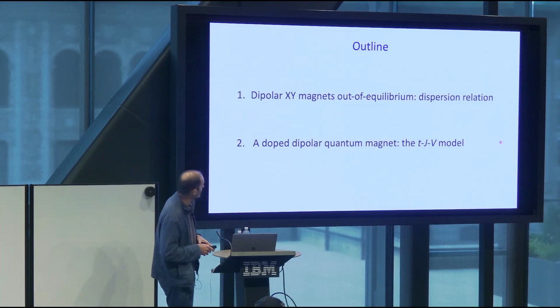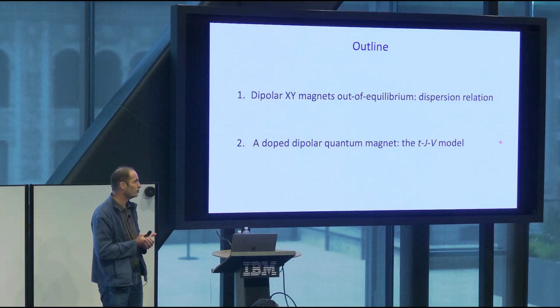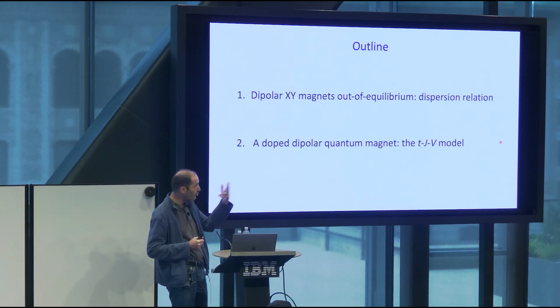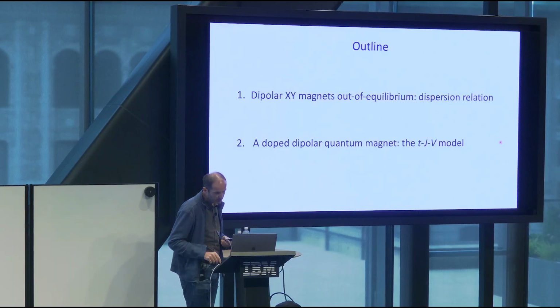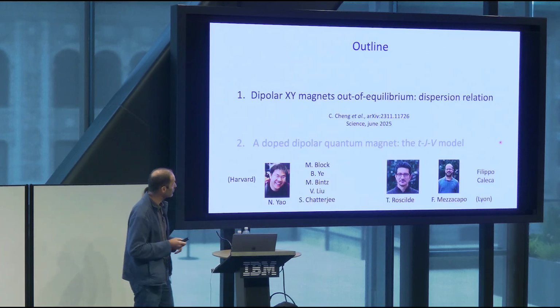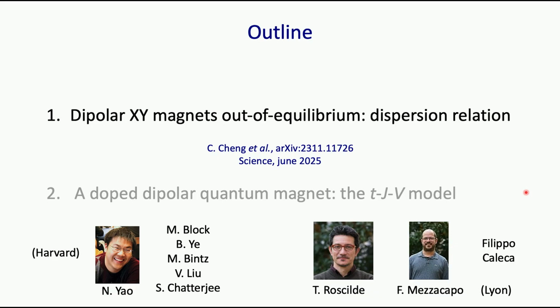And the second thing, I will extend the use of this dipolar interaction not to just two states, as I just explained, but to a third state. With that, we're going to be able to observe and study doped magnetism by implementing what is called a t-J model. So let me start with these out-of-equilibrium dipolar magnets and the measurement of the dispersion relation. This is work that we've done in collaboration with Norm Yao at Harvard, who provided the theoretical support, as well as Tommaso Roscilde and Fabio Mezzacapo in Lyon.